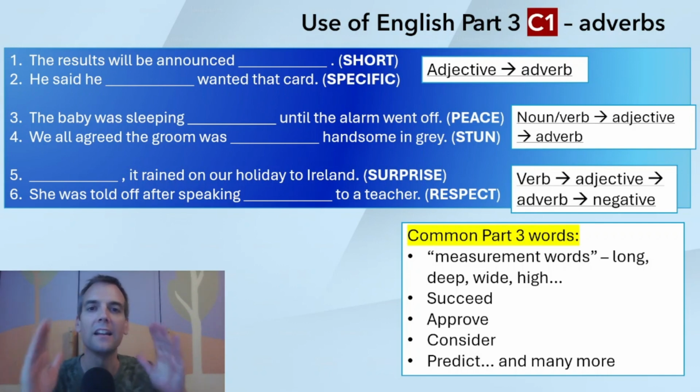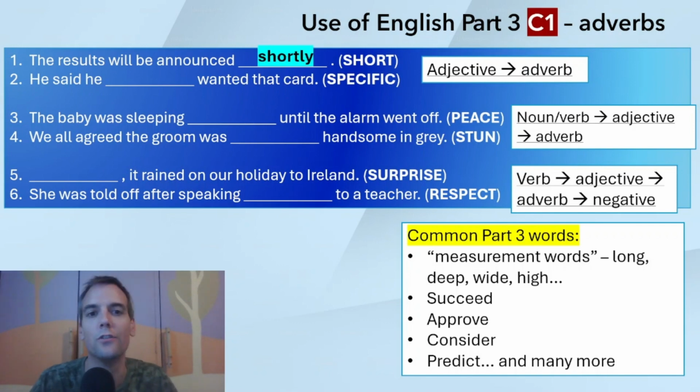we always do. And we've got number 1, shortly, meaning in a short time, briefly. And number 2, specifically. If the word ends in -ic, it becomes -ically: magically, automatically, and so on. Number 3, peace is a noun. World peace. We want world peace. Make peace, and so on. Well, peace becomes peaceful, becomes peacefully.